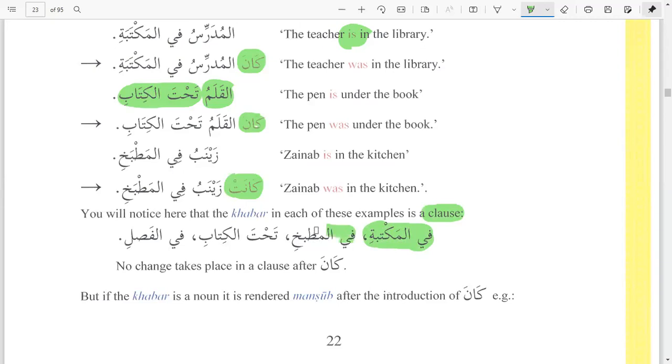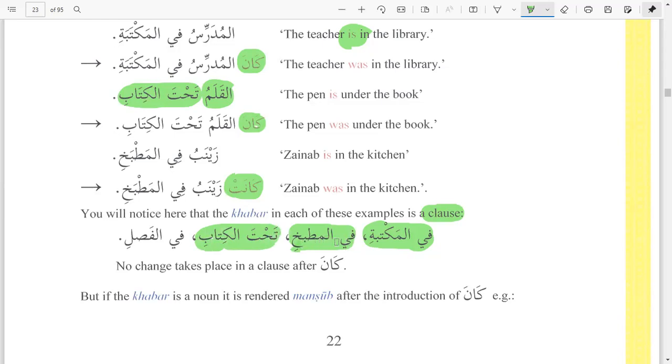In the kitchen, it is not a complete sentence. It is shibhul jumla, phrase, clause. We call it clause, we call it shibhul jumla, we call it phrase. It looks like a sentence, but it is not a complete sentence. Tahtal kitabi, under the table. What is under the table? We don't know. So this is not a complete sentence.